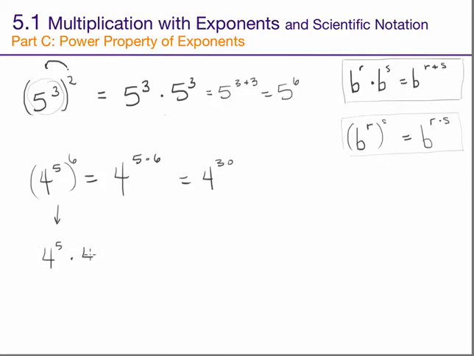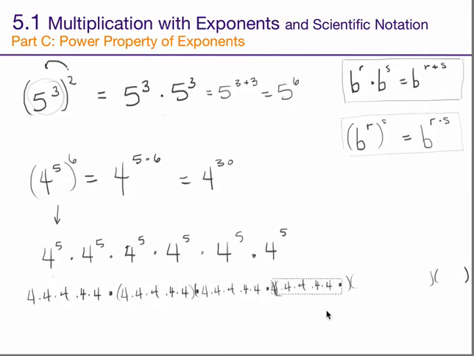4 to the 5th raised to the 6th power means 4 to the 5th times itself 6 times. This is tedious work, but what we end up with is 4 times itself 5 times, 4 times itself 5 times, a total of 6 times. I kind of ran out of room. How many copies do I have here? Well, I've got 5 here, and 5 more here, and 5 more. 5 copies 6 times. A total of 30 copies.